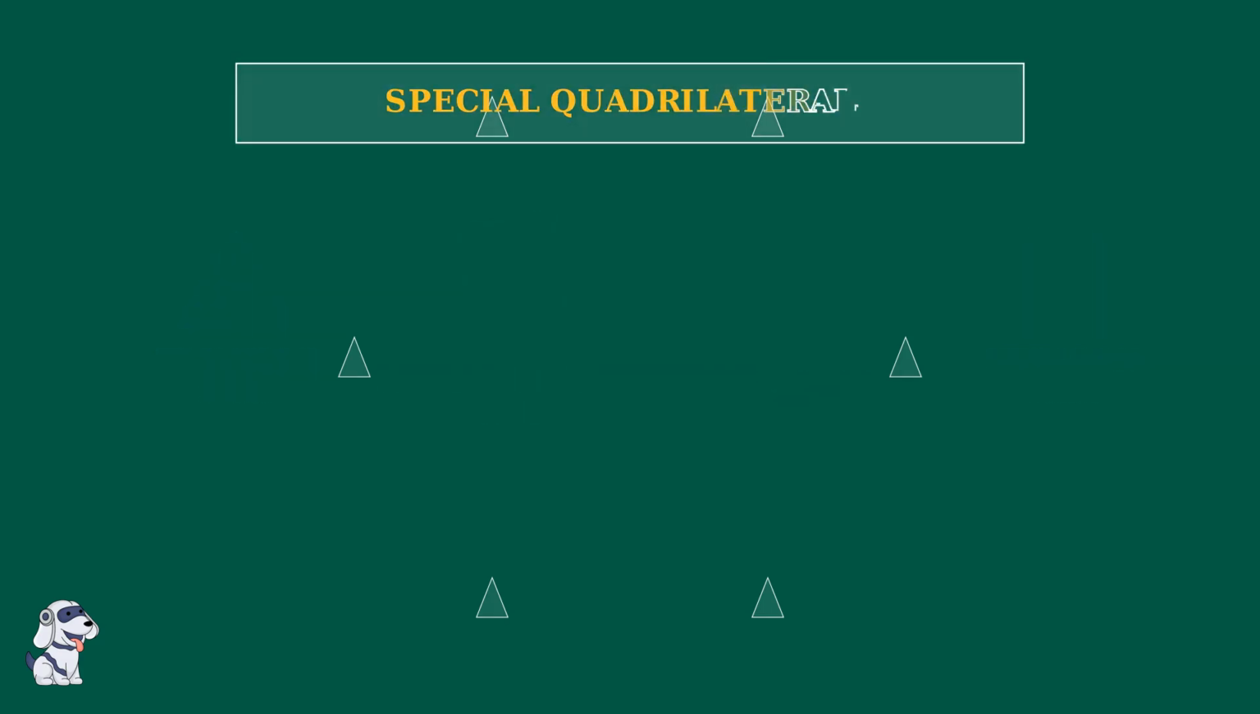Now let's focus on quadrilaterals, which are 4-sided polygons. There are several special types of quadrilaterals, each with unique properties that make them useful in mathematics and real life. A square is a quadrilateral where all 4 sides are equal in length and all 4 angles are right angles, measuring 90 degrees each. Squares are perfectly symmetrical.